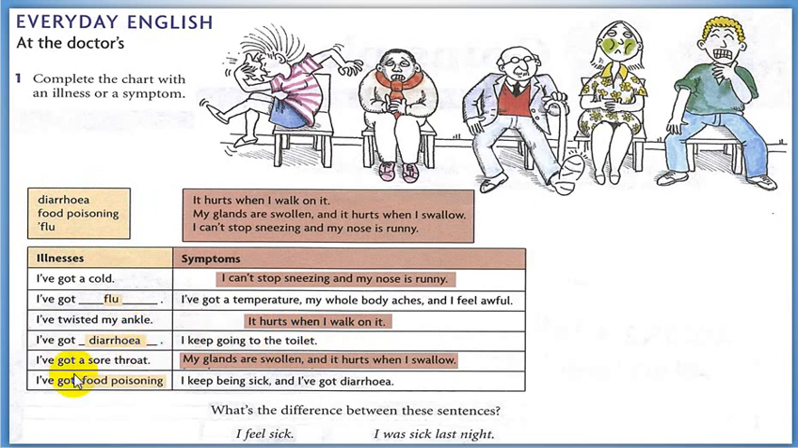اوكي, إذا I've got a sore throat, إذا احنا نقول احنا البلاعيمي ملتهبة بالعامية نقول, فمعناته شنو؟ My glands are swollen and it hurts when I swallow. ما أقدر أبلع أو تأذيني من أبلع, فأجيت أنت يعني عندك احتقان. أوكي, احتقان بالحلق. أوكي, هنا I keep being sick and I've got diarrhea, معناها I've got food poisoning.